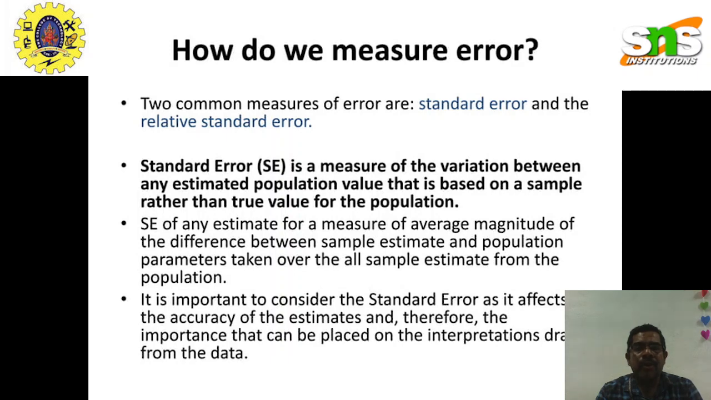One is called the standard error, and another one is called the relative standard error. So now we have to see what the meaning of standard error is. SE is a measure of the variation between an estimated population value that is based on the sample, rather than the true value for the population. So the standard error will always happen.